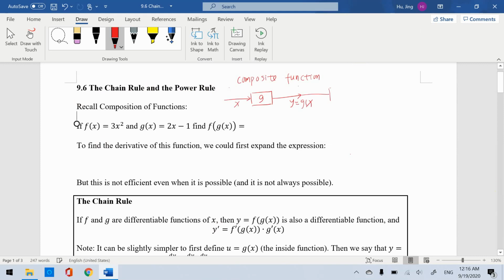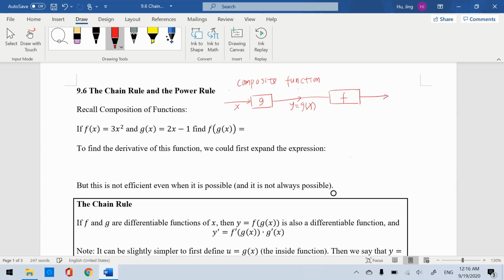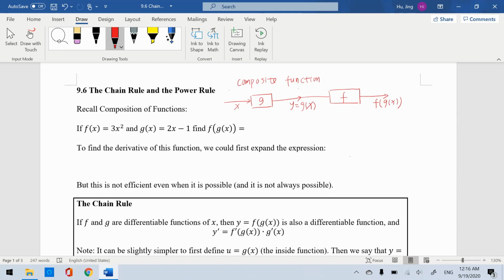Then you go to the second-level system and use the output of the first system as an input. Then we get the output. So this output should be f, and this input is g of x. We call it a composite function.